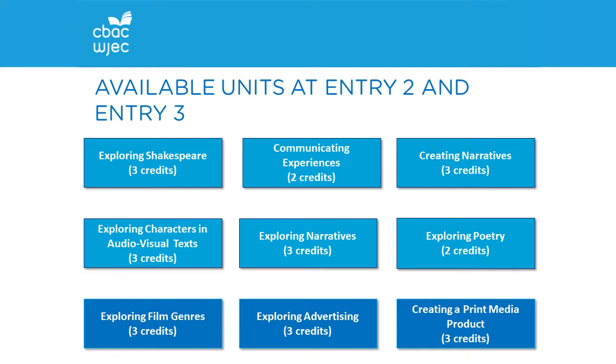There are 3 media units that could also be used in creating an Additional English qualification: Exploring Film Genres, Exploring Advertising, and Creating a Print Media Product. Information on these 3 units that may be included can be found via our WJEC Media Studies colleagues.